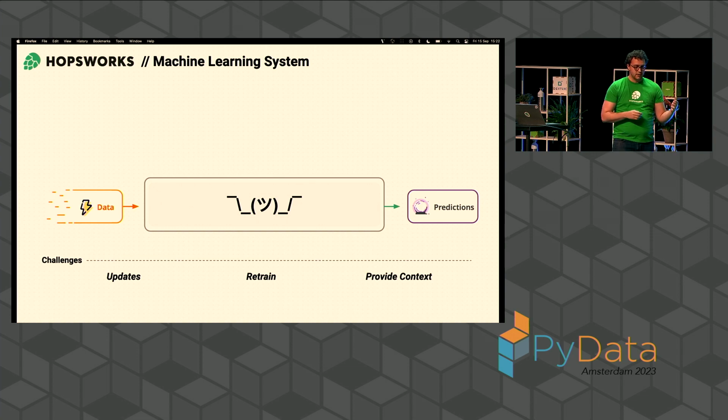And the last part is that now you have a bunch of new context that you can use to make better predictions. So you need to provide the same context that you use for training your model when you make predictions as well.